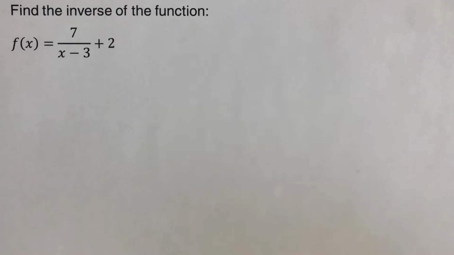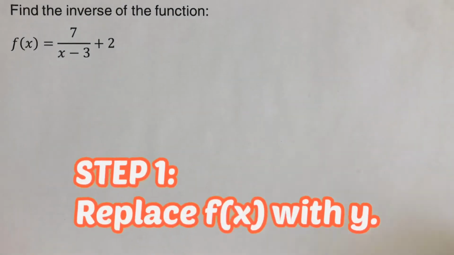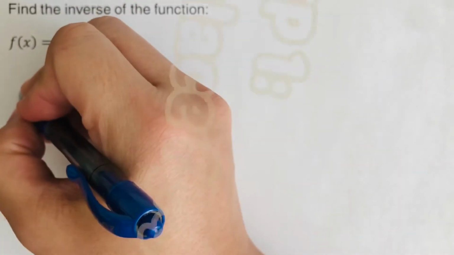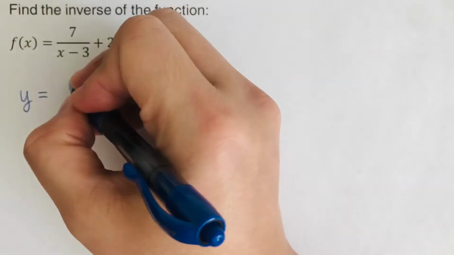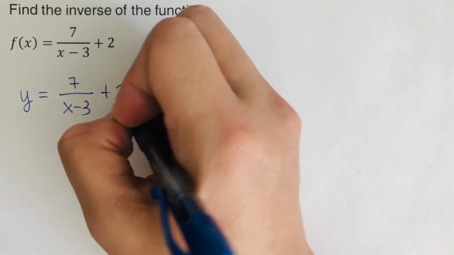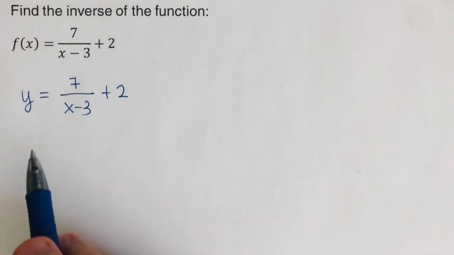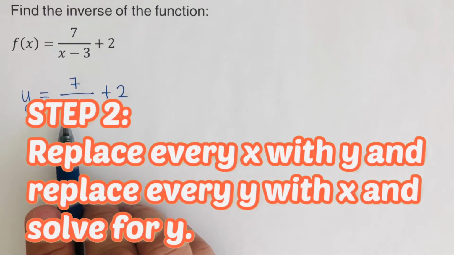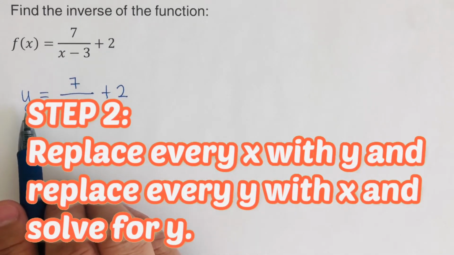Okay, so we go over the problem here. Again, the first step is to replace f of x with y. So then I can go ahead and rewrite this as y equals 7 over x minus 3 plus 2. So then we are ready to move on to the second step. The second step is to replace every x with y and replace every y with x and solve for y.